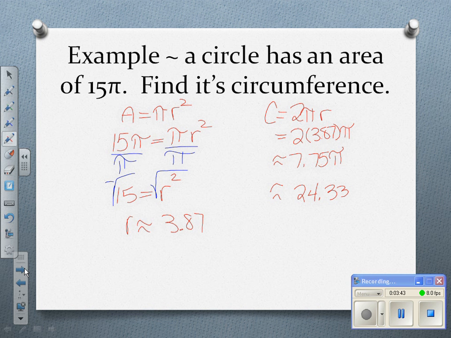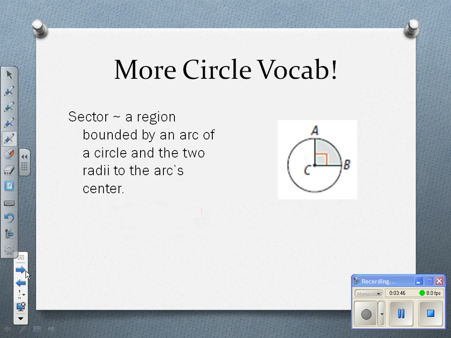On the next lesson, okay, we're going to talk about a sector. And a sector is a region bounded by an arc of a circle and the 2 radii to the arc center. So here is my 2 radii, here is my arc, this area in here is my sector. So it's just part of a circle, and they're always going to be defined by the center and 2 rays, or 2 sides of an angle coming off from them.